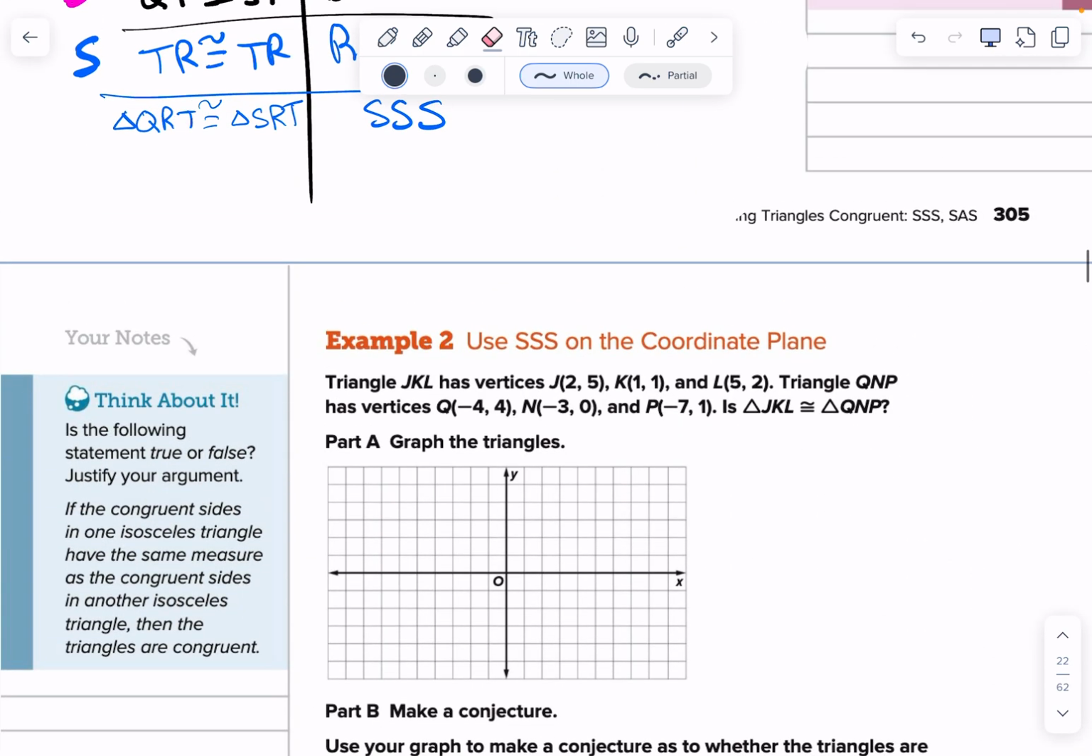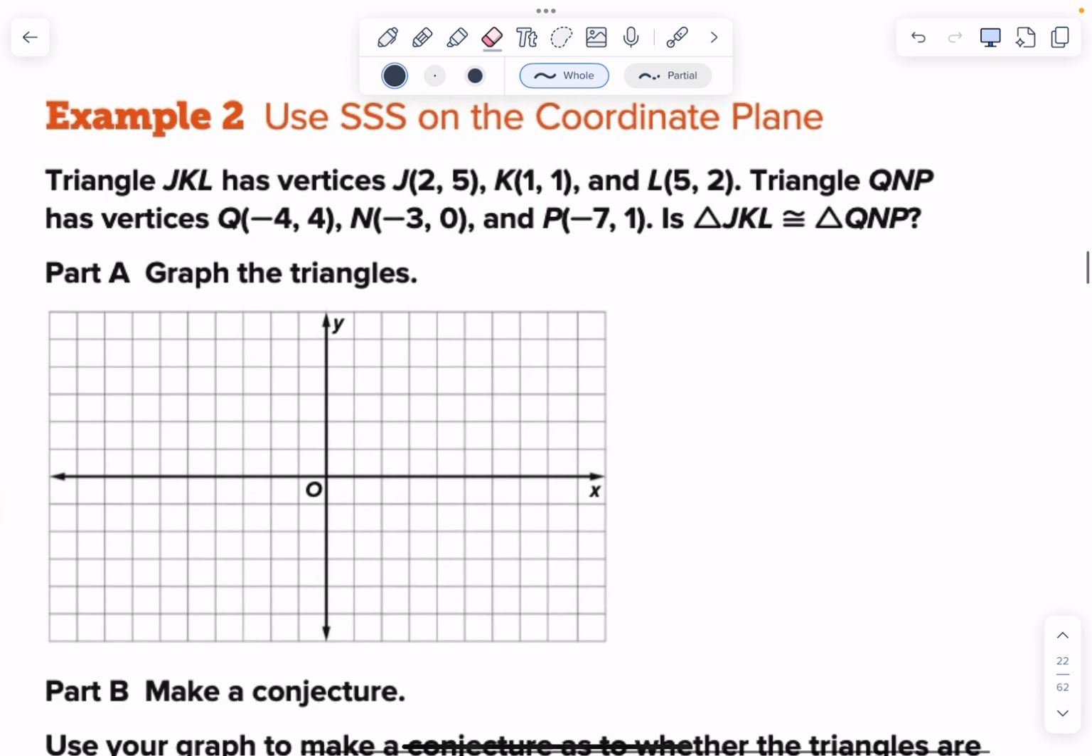This is kind of a pain, but it's fine. Use side-side-side (SSS) to prove that those two triangles are congruent. You're going to really not like this very much, but that's okay.